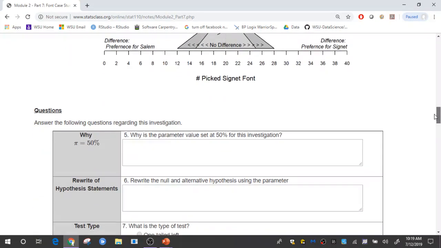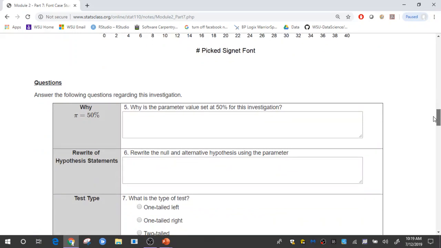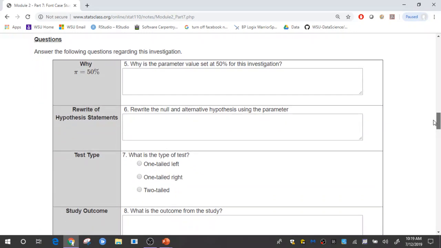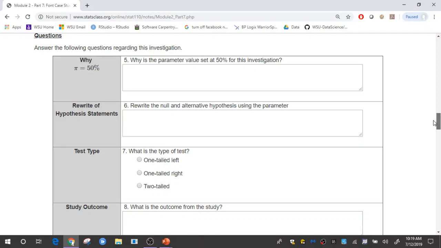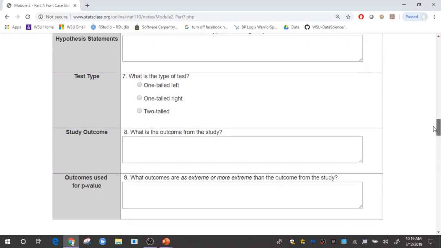So I'll let you fill in the questions here. There's another set of questions. So go ahead and hit pause and answer those questions.